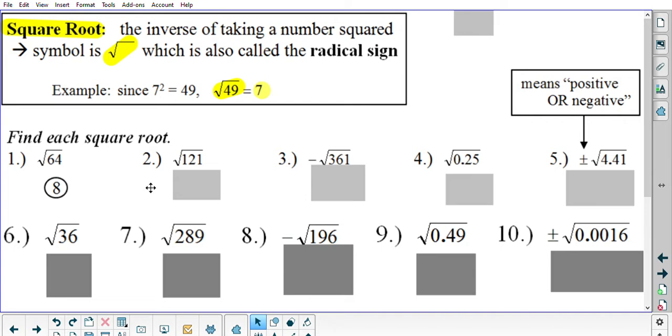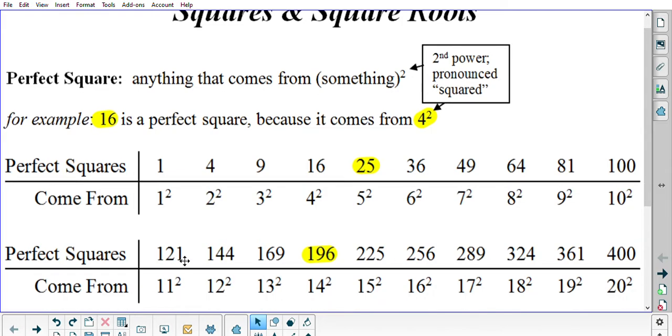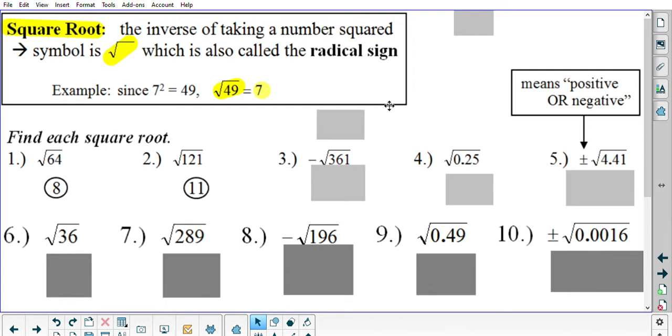Let's do number 2. What number to the second power would equal 121? Because I have to find the square root of 121. You can go back to your chart, find the 121, see that it comes from 11 to the second power. And therefore, the square root of 121 is 11.